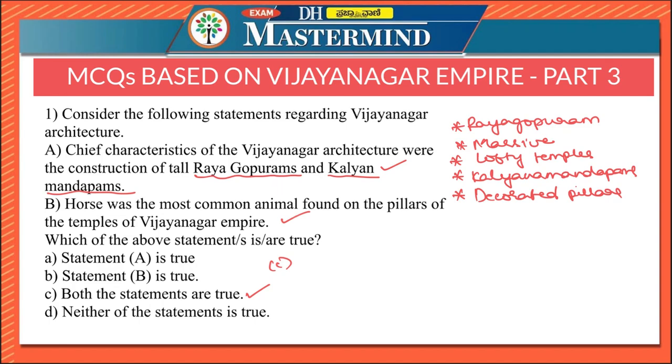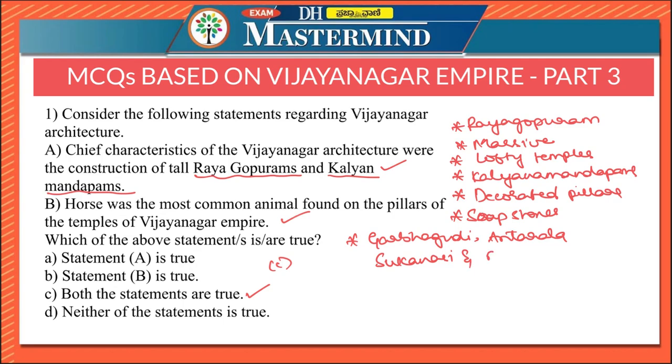Usually the temples were constructed using soapstones. Garbhagudi or Garbhagruha, Antarala, Sukhanasi and Navaranga were the compulsory parts of Vijayanagar temples. Garbhagudi is also called Sanctum Sanctorum. So, these were the chief features of Vijayanagar architecture.